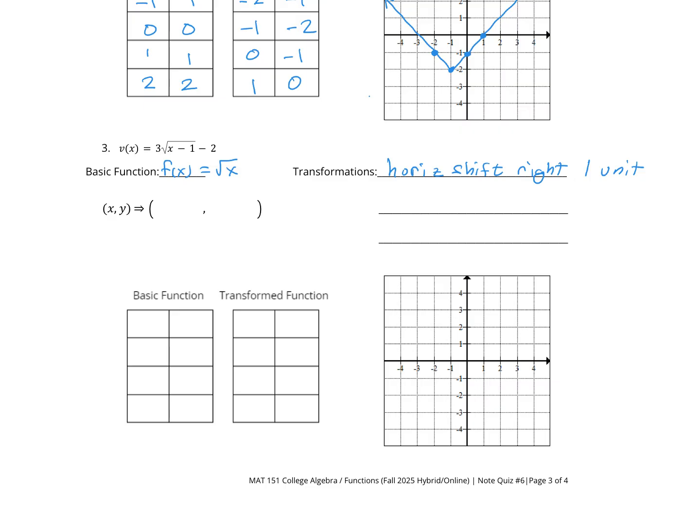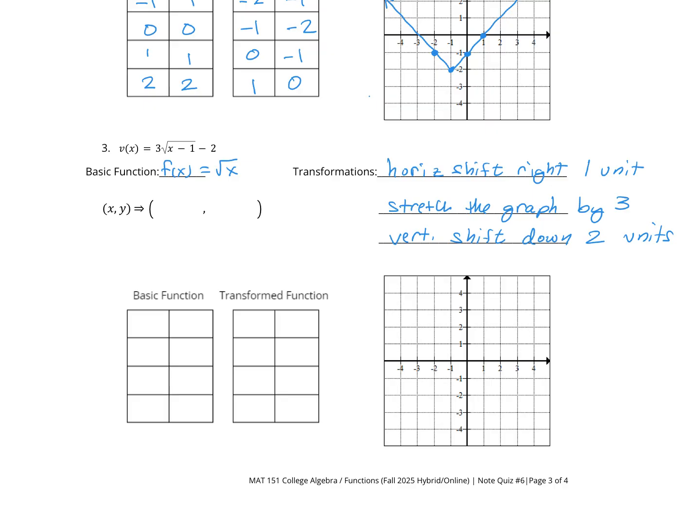Then I'm going to multiply by 3, so that's going to stretch the graph by 3. So again, you're really multiplying the y values by 3 there. And then finally, we're going to, once again, subtract 2. And so in transformation talk, that is going to be a vertical shift down 2 units.